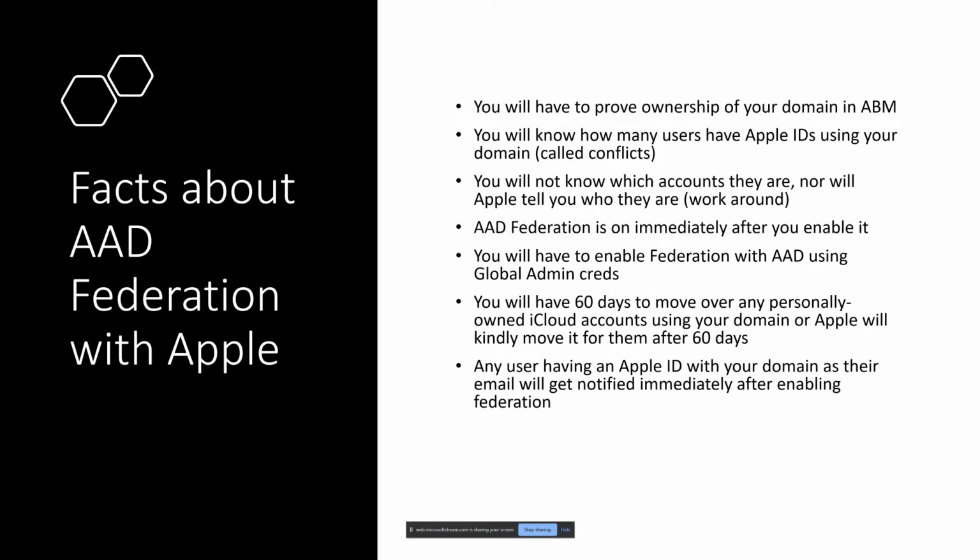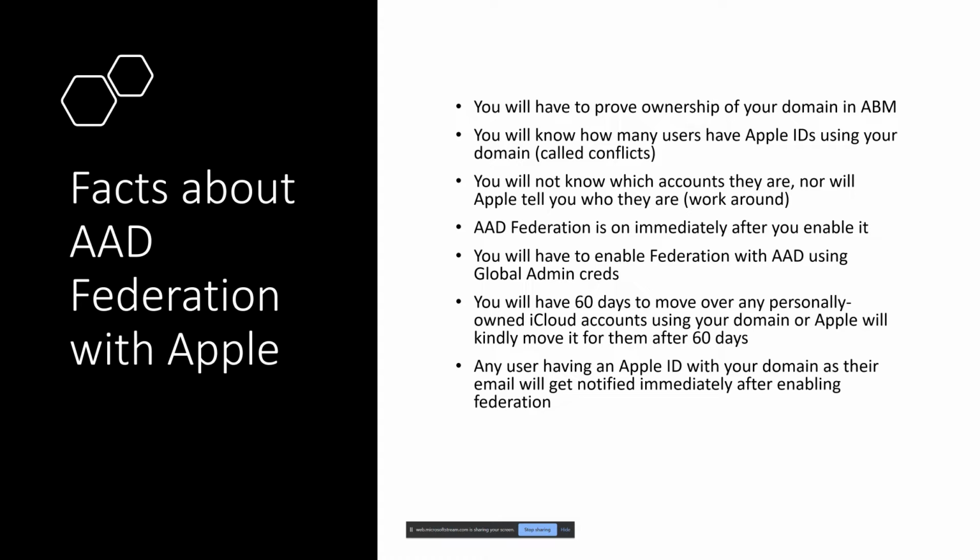You will also be told, once you start enabling federation, how many conflicts, as Apple calls them, there are. Basically, how many people in your organization are using your domain as part of their email address for their Apple ID as a personal Apple ID. You will not know who they are. Apple will not tell you. They're considered personal Apple IDs, so it's a privacy thing. There is, however, a workaround, and I will cover that later.